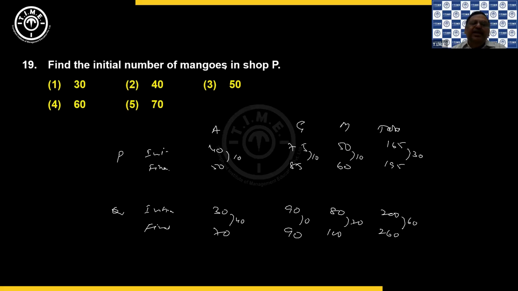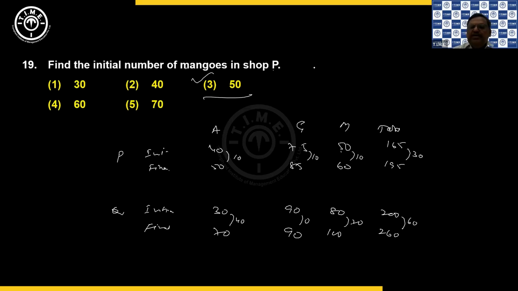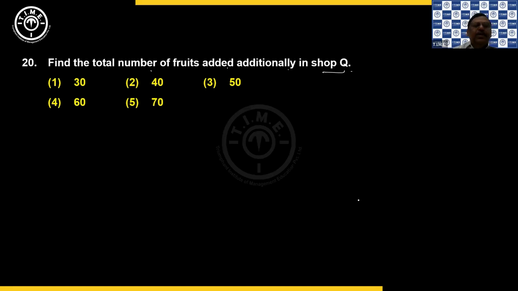You can see here, find the initial number of mangoes in shop P. Shop P, the initial number of mangoes is 50. Done? Any doubt? Right. Let's take up the next. Find the total number of fruits added additionally in shop Q. Shop Q total, how many are added? Just now you told me. Total added is 60. Next.